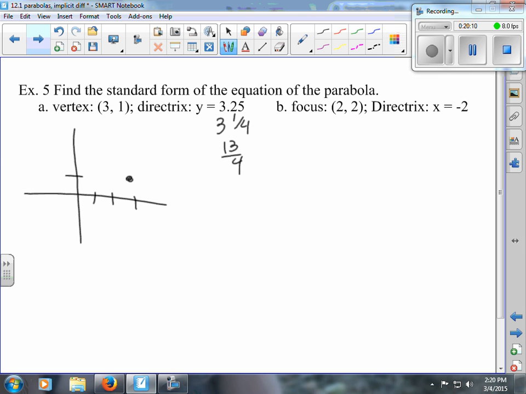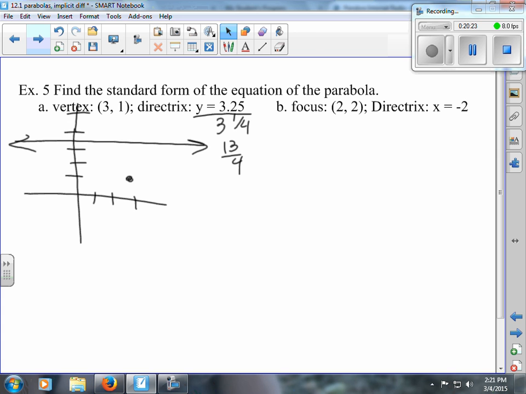But that is a horizontal line, 3 and 13/4 this way. So there's my directrix. Wait, is that right? No, too high up. Let me move that down. 3 1/4 down, or 3 1/4. Okay, so based on knowing the vertex and where the directrix is, I know that I have to open down because the parabola folds away from the directrix, and so the focus is going to be inside the parabola here somewhere.